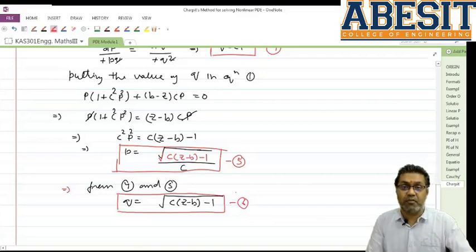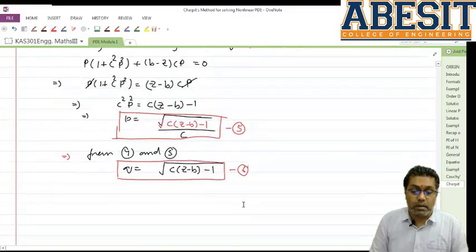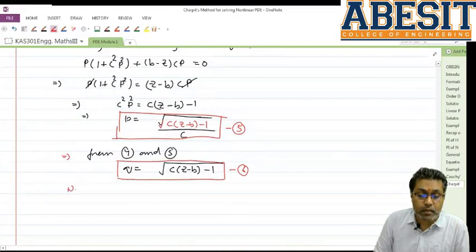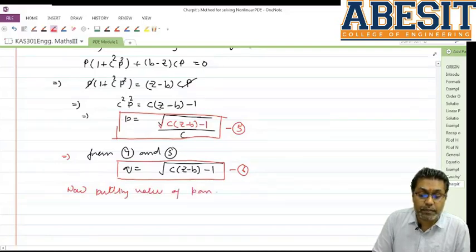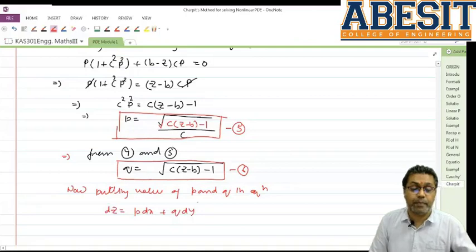P और Q की वैल्यू सिंपल फॉर्म में आ गई है. Now putting the value of P and Q in equation, तो टोटल डेरिवेटिव इक्वेशन थी हमारी dz इज इक्वल टू p dx प्लस q dy.